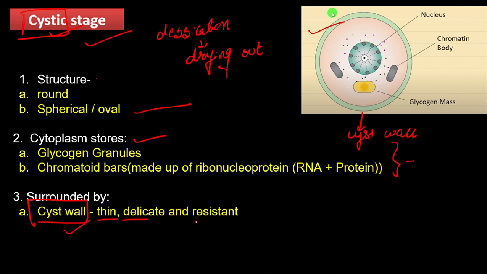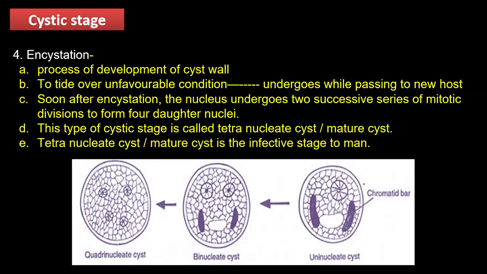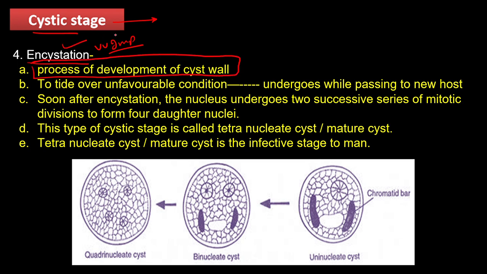It is thin, delicate and resistant. Resistant to unfavorable condition. Now, the next process in the cystic cycle, a very important process, is encystation. What is encystation? The cyst stage is the formation of the cyst wall. This process of formation of the cyst wall is nothing but encystation.